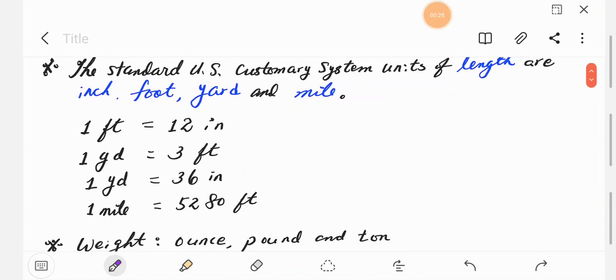The relationship between these units is, 1 foot is equal to 12 inches. This is standard, we already know this part. And 1 yard is 3 feet. We know this one because we use it many times. And since 1 foot is 12 inches, 3 feet is what? 3 times 12 is 36 inches. So 1 yard is also 36 inches.